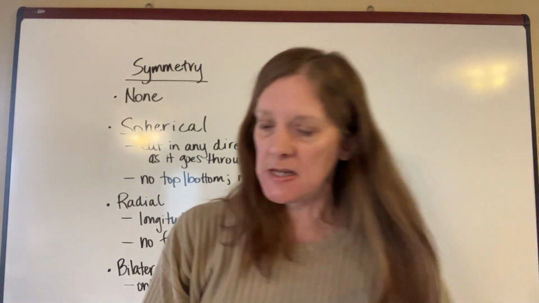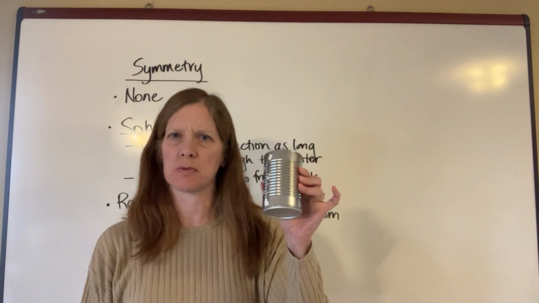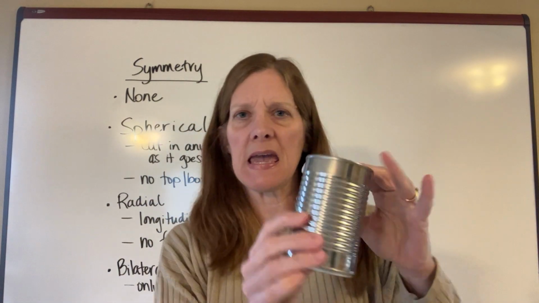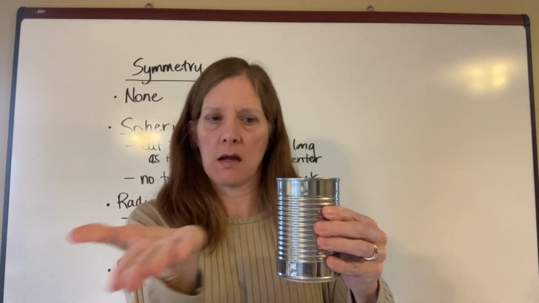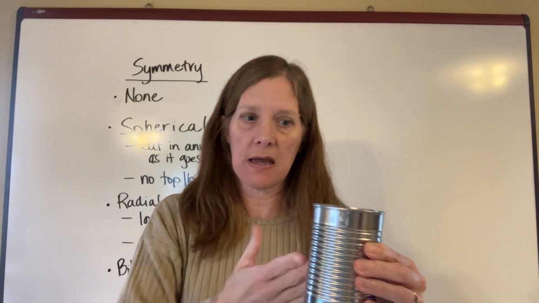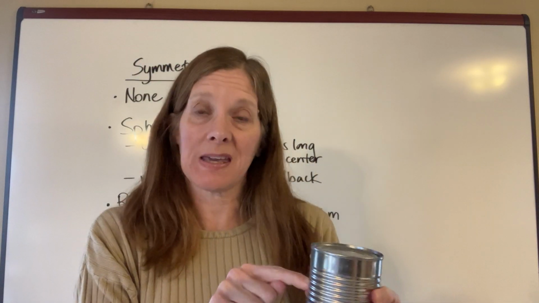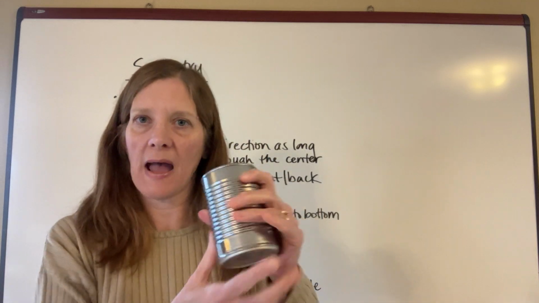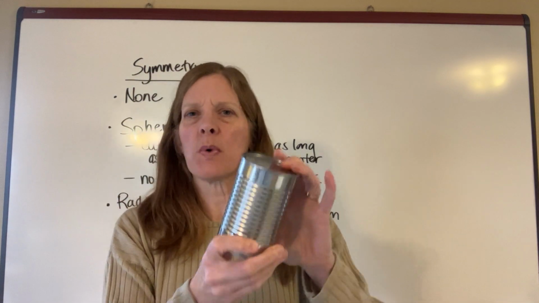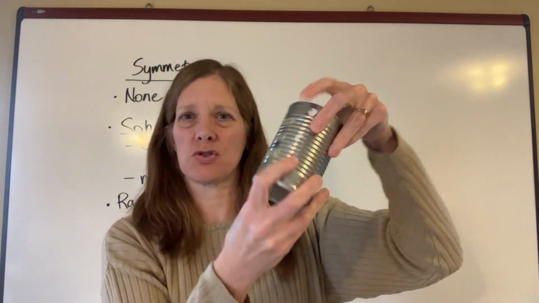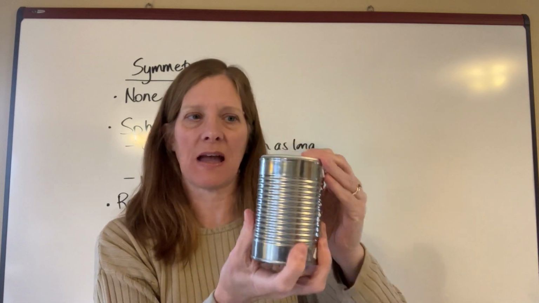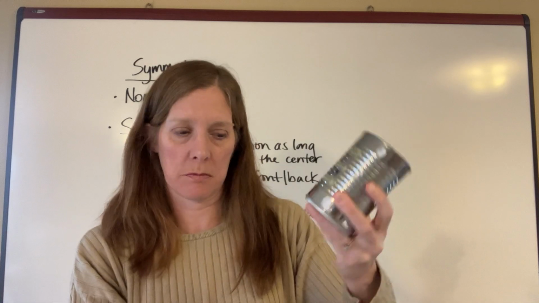Another example of an object that has spherical symmetry would be a can. I can cut it down this way, I can cut it across this way, I can cut it diagonally this way, and as long as I go through the very center of the can, I have two identical halves. So even though we think of a can as having a top and a bottom, really I could flip this either direction and it looks the same. It's not like I have a distinguishable top and bottom.